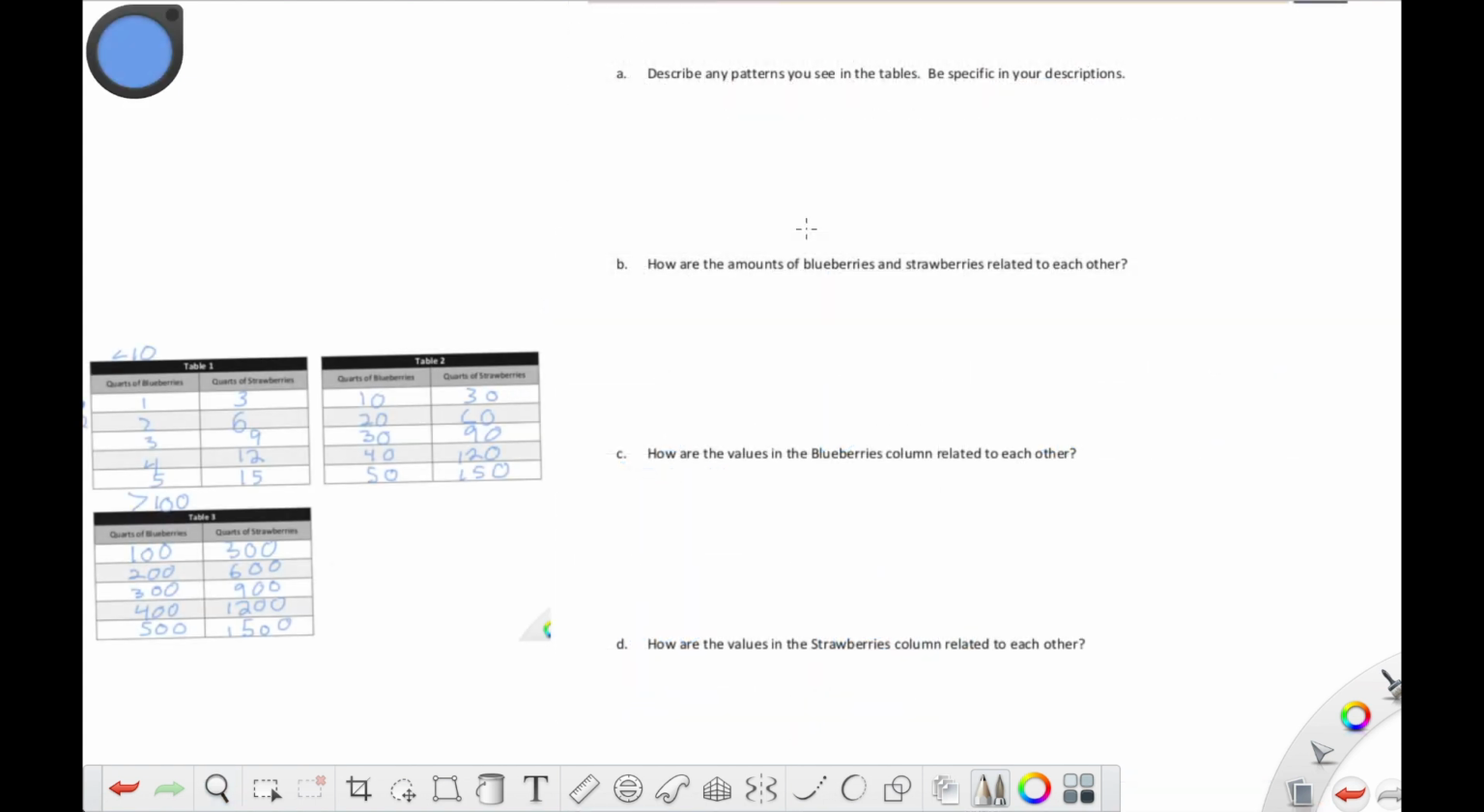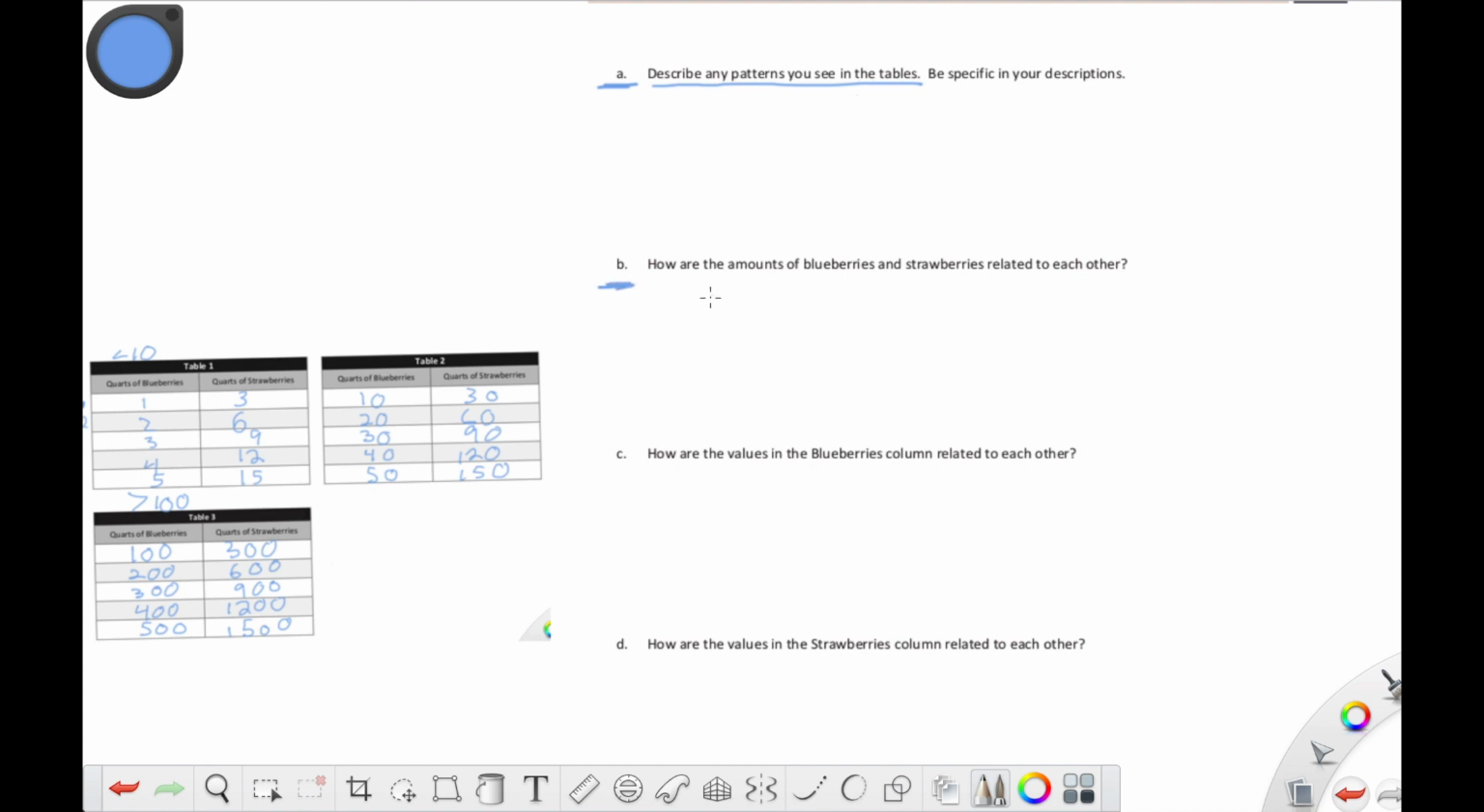So, describe any patterns you see in the tables. Be specific in your descriptions. I'm actually going to ask you to do this by yourself in your notes. What patterns do you see in these tables? Look at them. Do you see anything that is overlapping? Please write this in your notes. So A should go in your notes section. Tell me what you see.